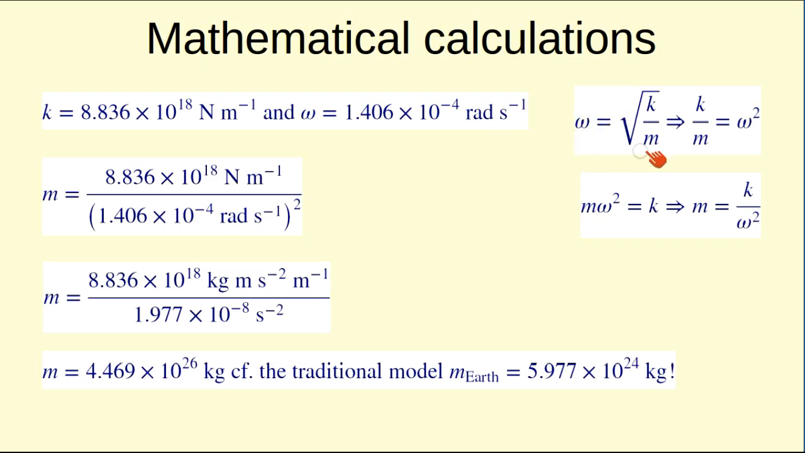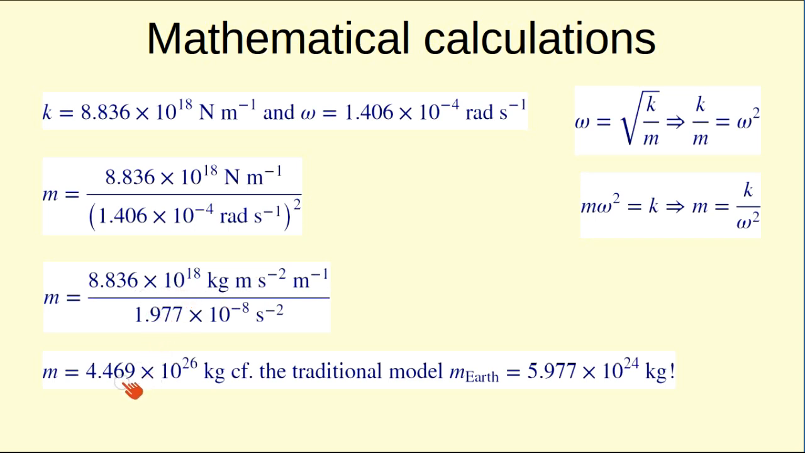And then we can use this equation here. Omega is root k over m. Rearrange it: k over m equals omega squared, m omega squared equals k. So we're going to find the mass, now, is k divided by omega squared. Again with the units, a newton is a kilogram meter per second squared. Put in the units and calculate it line by line.